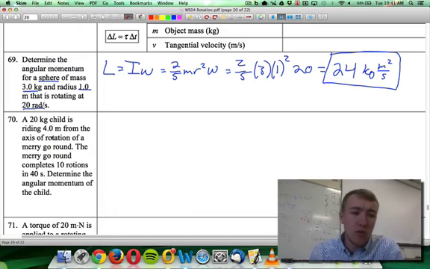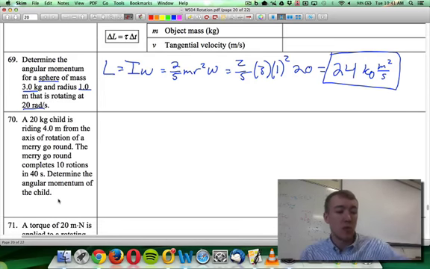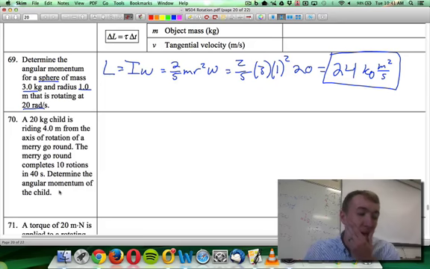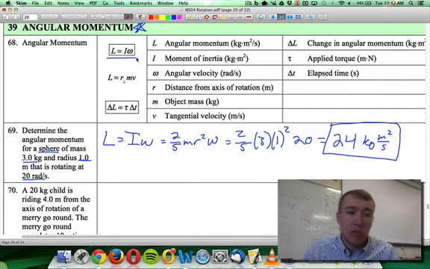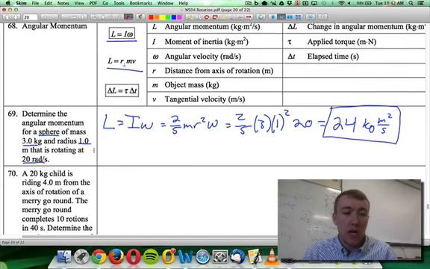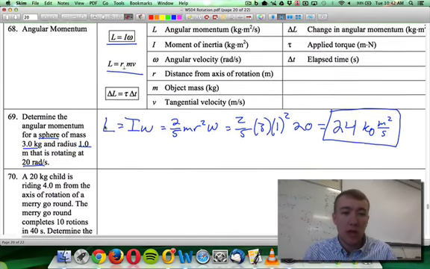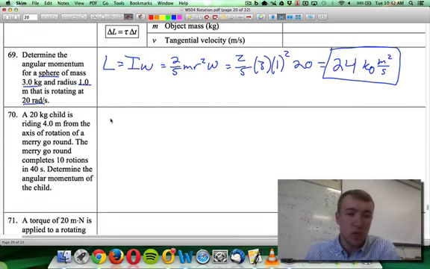A 20 kilogram child riding 4 meters from the axis of rotation on a merry-go-round. The merry-go-round completes 10 rotations in 40 seconds. Determine the angular momentum for the child. Got a couple different options here. Remember, we have these two equations. We have this one and this one. I'm going to try to use this first one again and see if this works.